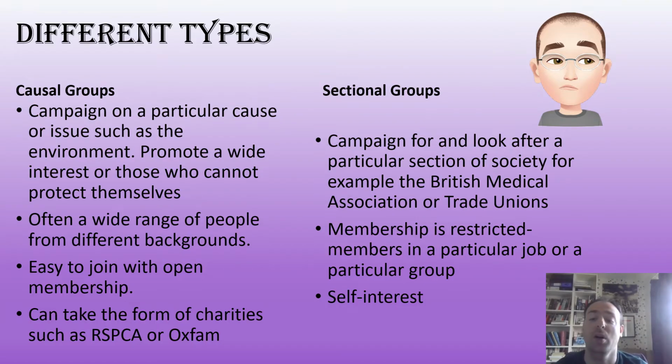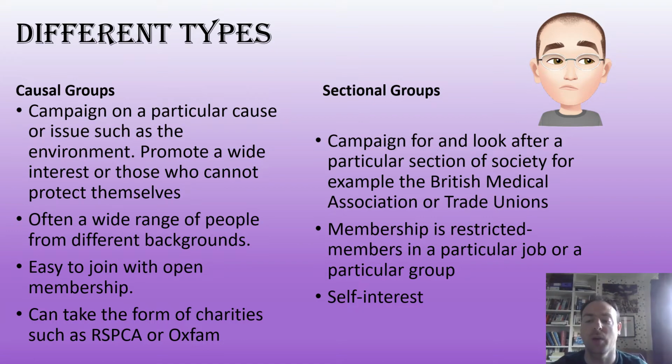They are different to the second type of pressure group, which is sectional groups. Now they campaign to look after a particular section of society. An example of that might be the British Medical Association or the various trade unions. So membership therefore is restricted to people who do a particular job, or they might be restricted to a particular group in society. And therefore there is always a degree of self-interest in sectional groups. You might see this in the news, particularly the reporting of trade unions, where there isn't necessarily wider support for that group, but there is a trade union standing up for them and saying, right, well, this needs to change in our schools, or this needs to change in our hospitals, or this needs to change in our railways, and these workers need better working conditions or better pay or whatever it is. Right, so there are two major types.